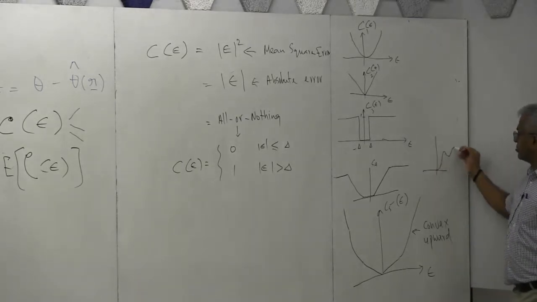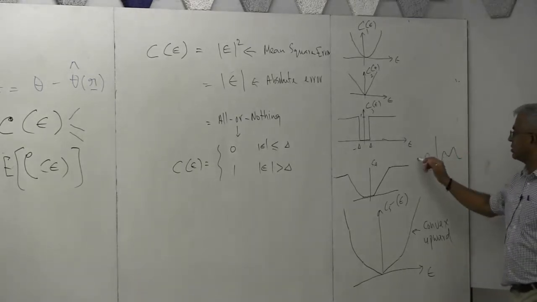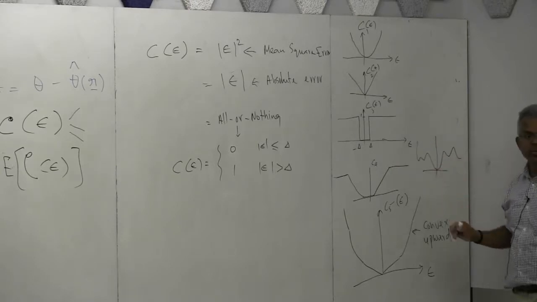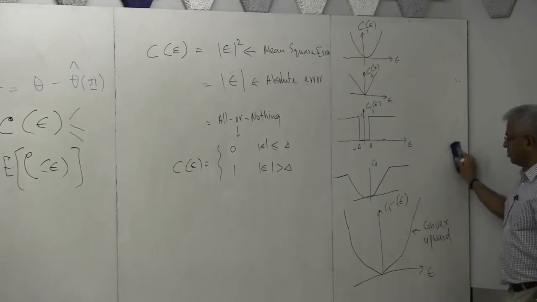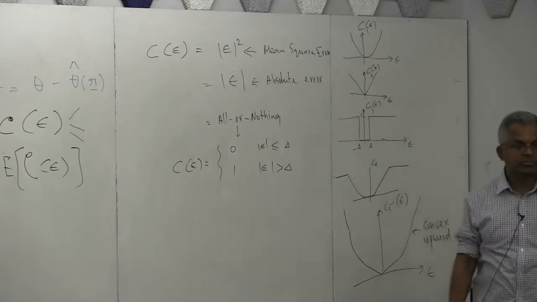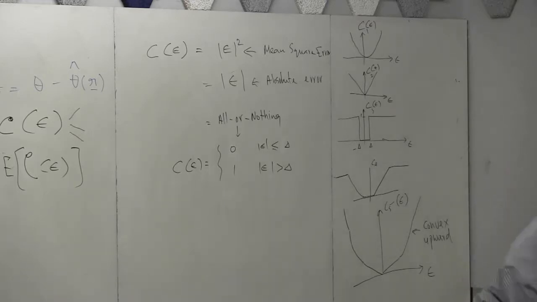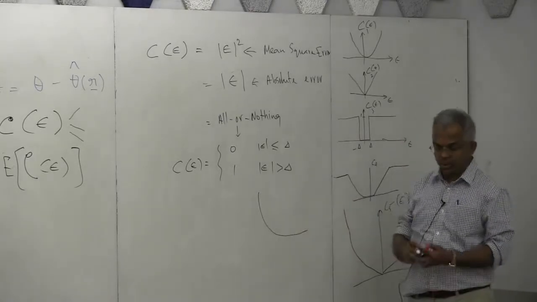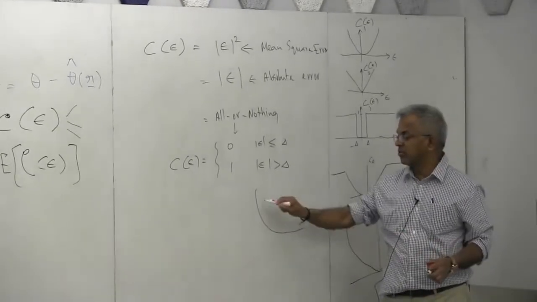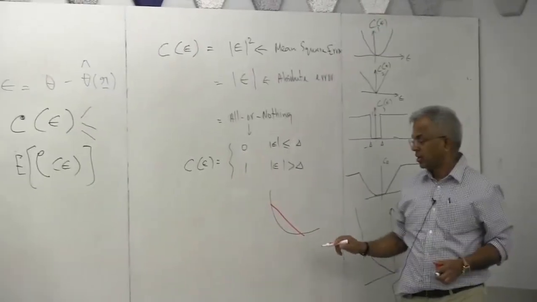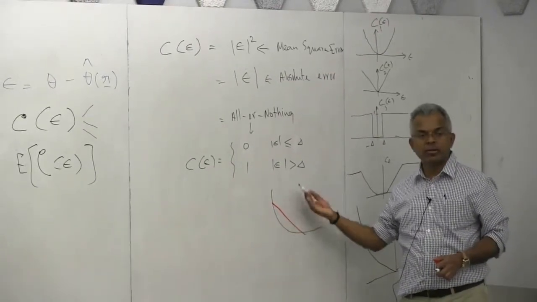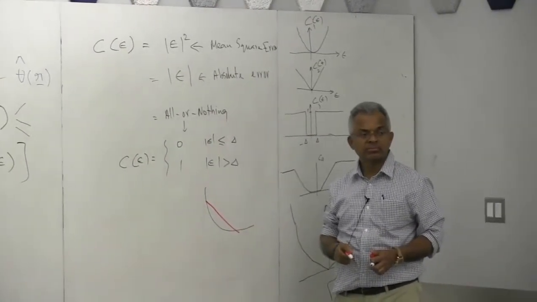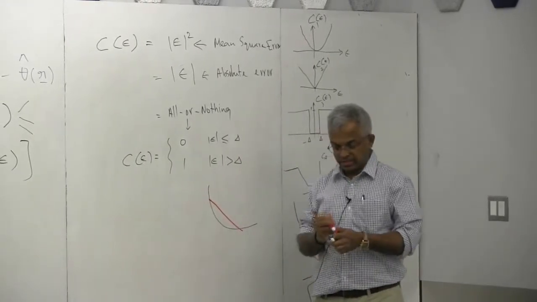Whereas you don't want a cost function like this, because this is not convex. Does anyone remember the property of a convex function? When do you call a function convex? Convex upward is this property. That means in that curve, if you take two points and join them, the line will be above the curve. So how do you characterize this?